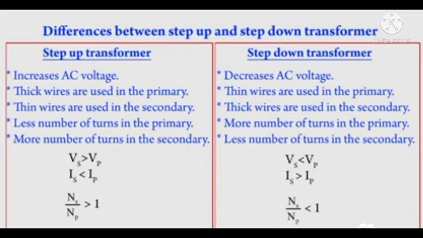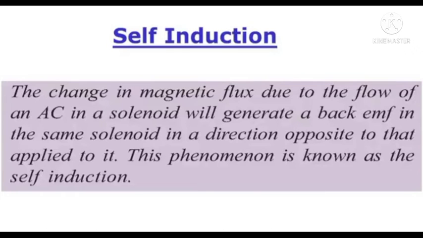Vs, the voltage in the secondary, is greater than Vp, the voltage in the primary. Is, the current in the secondary, is less than Ip. Ns is the number of turns in the secondary, Np the number of turns in the primary. Ns by Np is greater than 1. Just the opposite is the case for a step-down transformer. All of these, Vs greater than Vp, Is less than Ip, Ns by Np greater than 1, are for the step-up transformer.